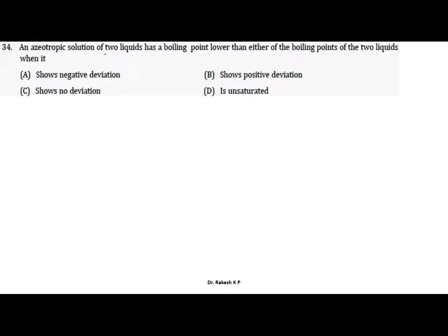An azeotropic solution of two liquids has a boiling point lower than either of the boiling points of the two liquids when it, okay, just identify this one here. So remember this concept here, especially the boiling point is inversely proportional to the vapor pressure. If the boiling point is maximum, vapor pressure is less. If the boiling point is minimum, the vapor pressure is more. Okay, you just identify the deviations here.